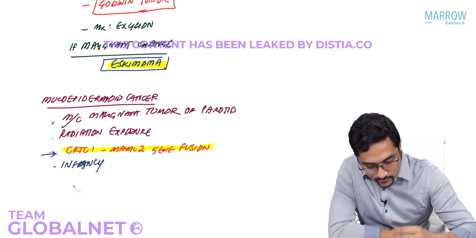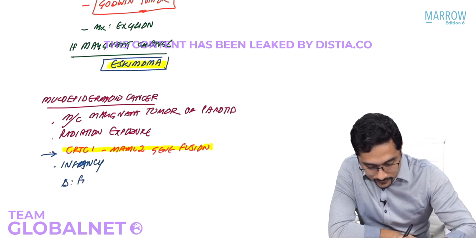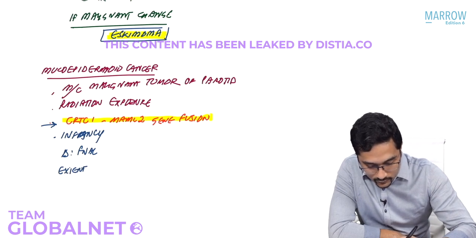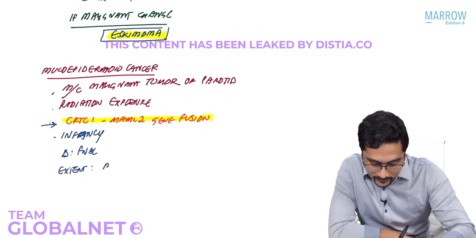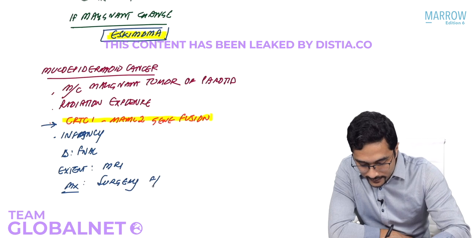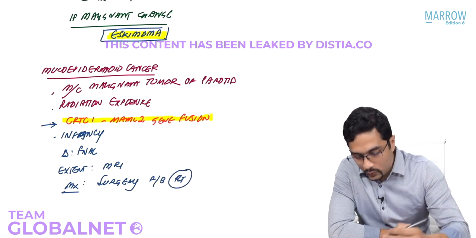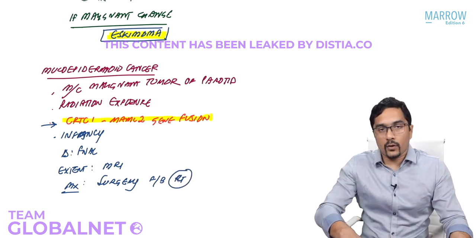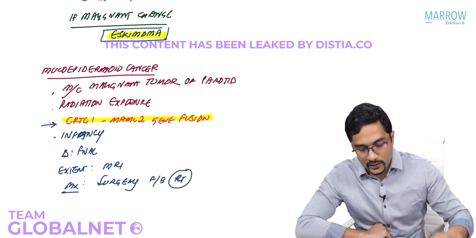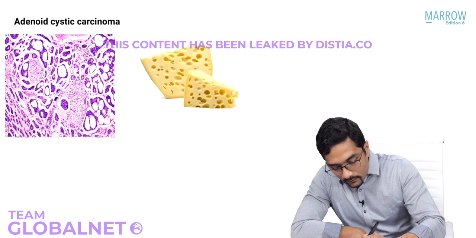The diagnosis of mucoepidermoid cancer, again FNAC will make the diagnosis. Extent will be by MRI, and the management is surgery followed by radiation. I will tell you how do we operate malignant tumors of parotid as well. When I talk about parotid surgery, I'll cover that aspect as well in just 2 minutes.